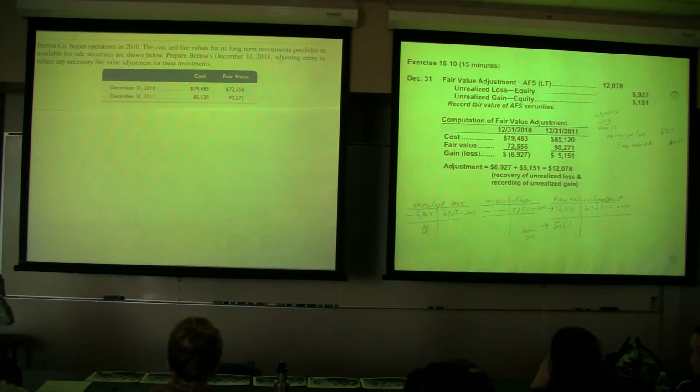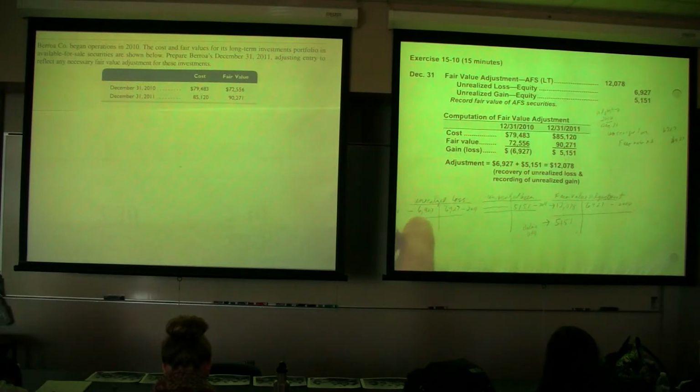I was thinking that you could actually take the loss from 2010 plus the gain from 2011. The difference in that could be your adjustment as well, wouldn't it? Well, don't forget, one's a debit and one's a credit. But I mean, if it's saying, based on 2011, the adjusting entry would reflect any fair market or fair value adjustment for these investments. I'm only looking at these two investments. Aren't I looking for the gain or loss between the two?